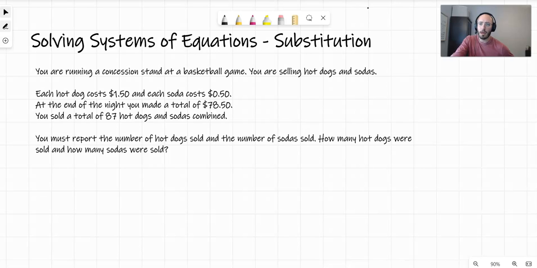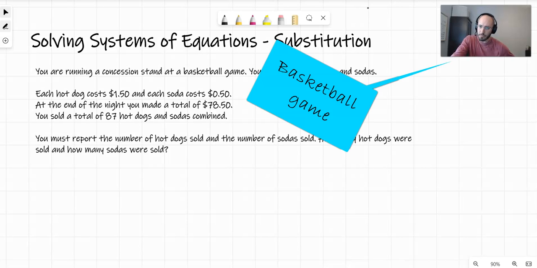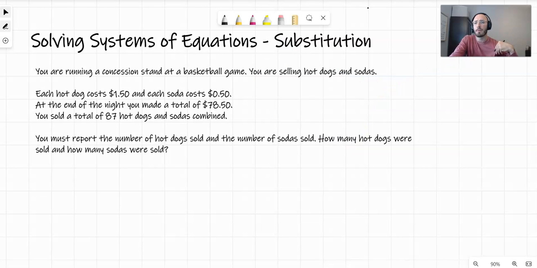So let's say we are running a concession stand at a baseball game, and we are selling hot dogs and sodas. Each hot dog costs $1.50 and each soda costs 50 cents. At the end of the night, we make a total of $78.50. And we know that we sold a total of 87 hot dogs and sodas combined. We don't know the specific number of hot dogs or the specific number of sodas, but we know that those two numbers combined make a total of 87 things that were sold. So our goal here is to find out how many hot dogs and sodas were sold.